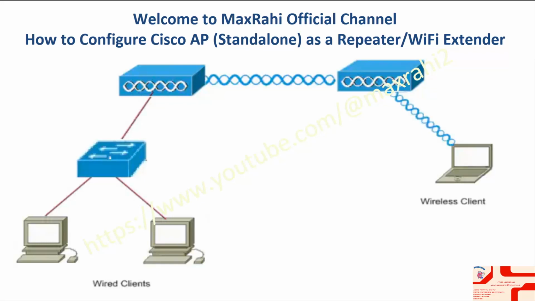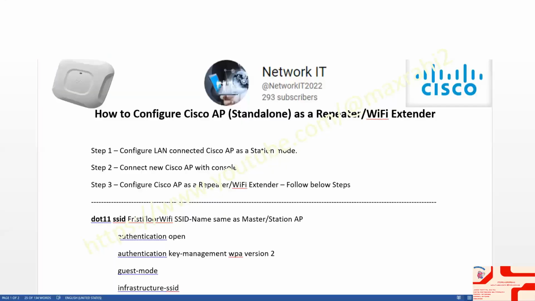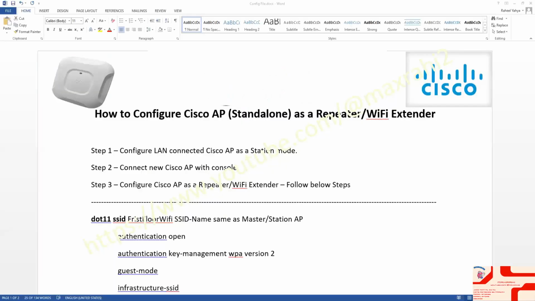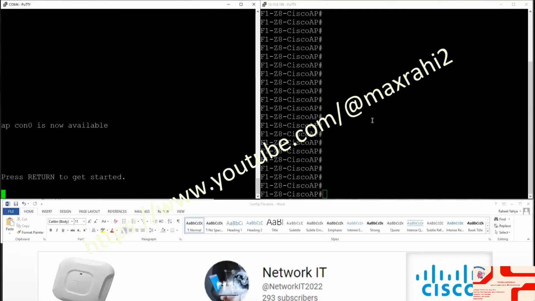How to configure Cisco AP standalone as a repeater Wi-Fi extender. Master AP connect wire terminal. Go to first main Cisco AP, master Cisco AP. Show interface .11 radio 0 to check current configuration.